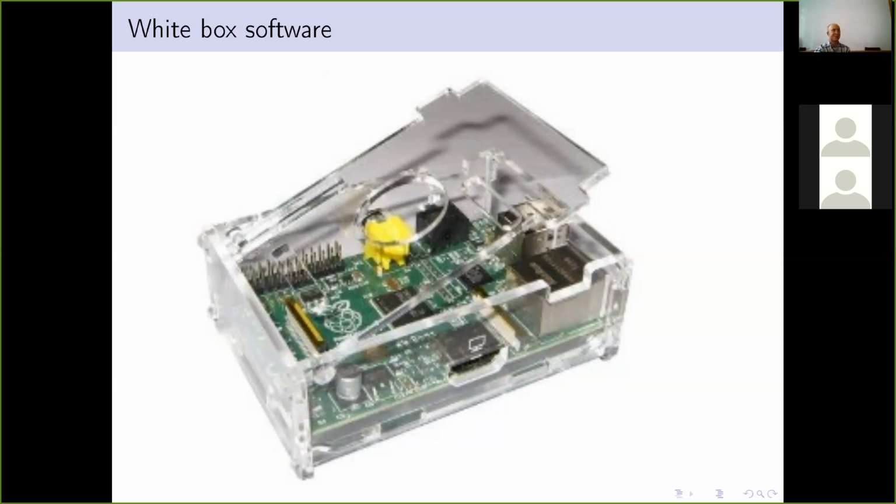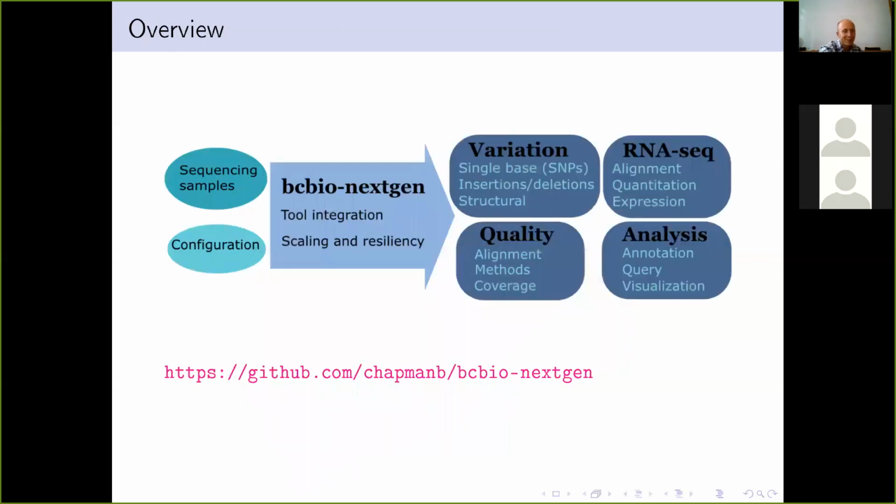And so this is a picture of a Raspberry Pi inside a clear box, right? And that's sort of meant to be provocative of what bcbio is supposed to be. You can treat it at this high level and just plug things into two sides and things happen. But if you want to dig in, you can open up the box and see all the messy, I mean, beautiful internals and see what's happening.